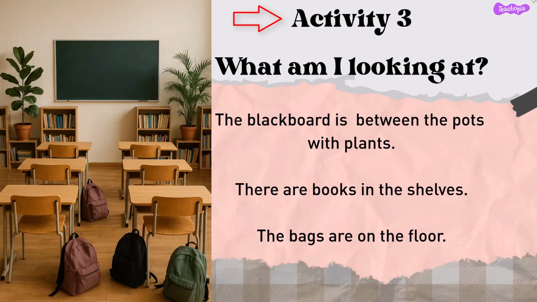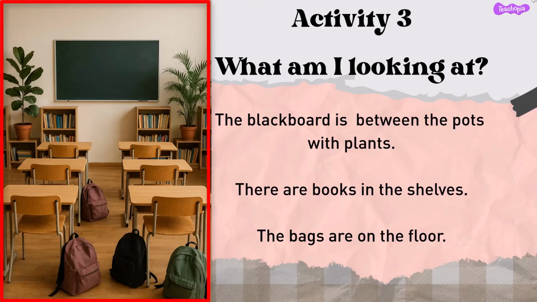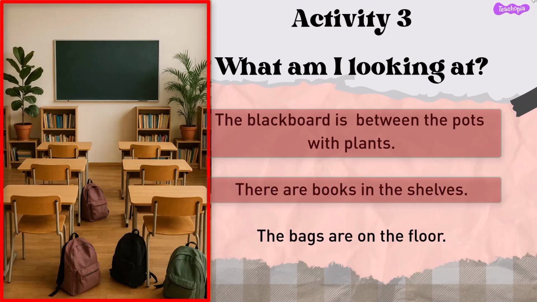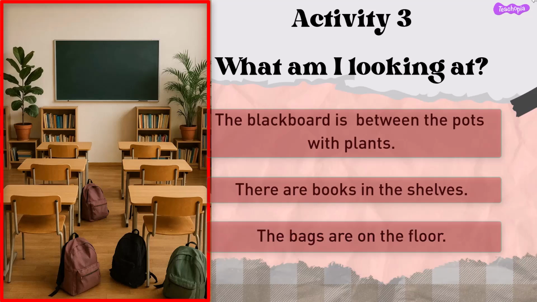Activity 3. What am I looking at? The learners are shown an example of a picture of a classroom, followed by sentences that use prepositions to describe the position of the various objects in the picture. Here is a different picture of a classroom and the sentences for the same. According to the picture, the sentences are: the blackboard is between the pots with plants. There are books in the shelves. The bags are on the floor.